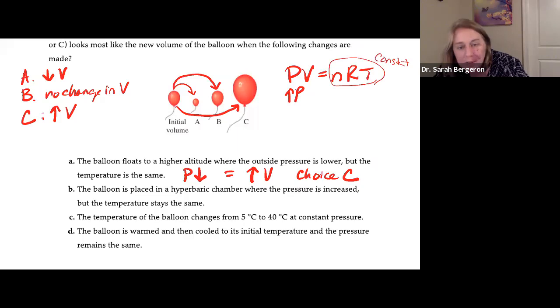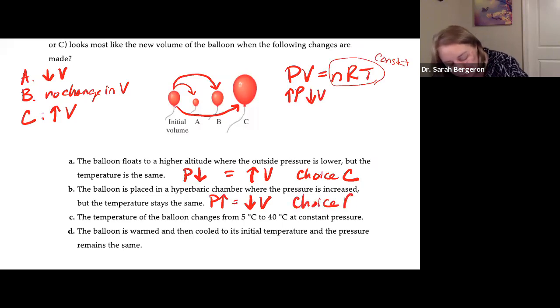So what's going to happen to the volume? Well, if our pressure goes up, then our volume has to go down. So pressure went up. In this case, volume is going to go down. So in which one of these was my volume going down? And that's choice A. Okay.